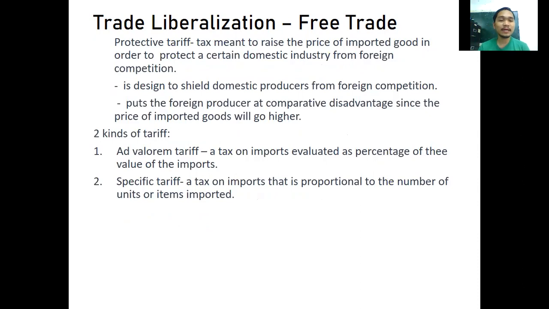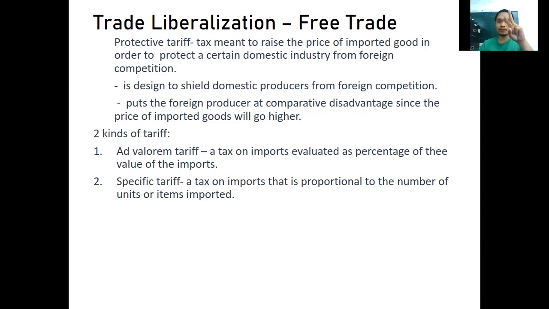Protective, na po tawag nga protective tariff. Protective tariff, it is the tax meant to raise the price of imported goods in order to protect a certain domestic industry from foreign competition. It is designed to shield domestic producers from foreign competition, and it puts the foreign producer at comparative disadvantage since the price of imported goods will go higher.